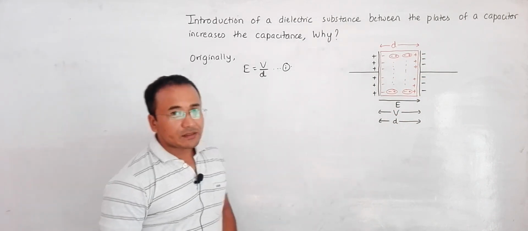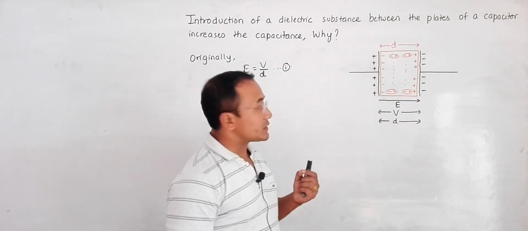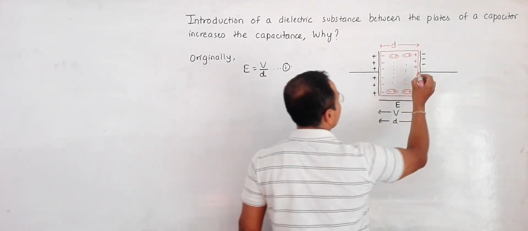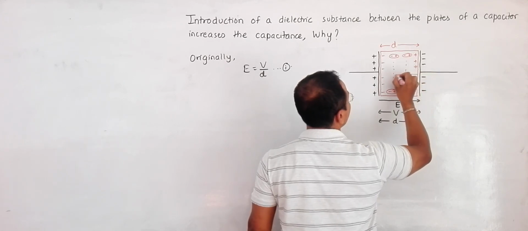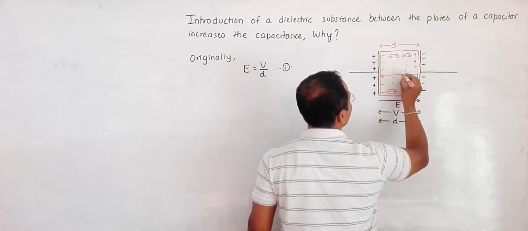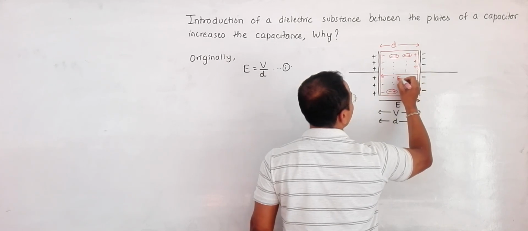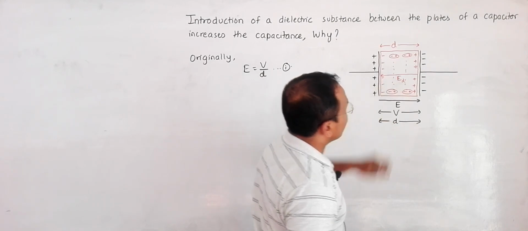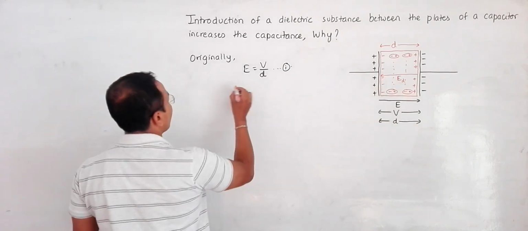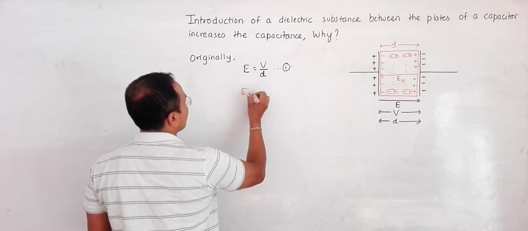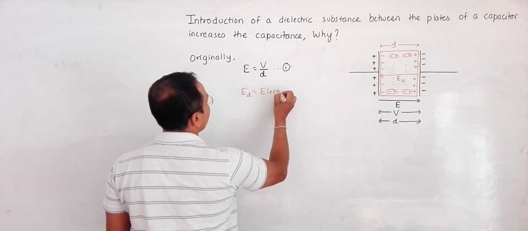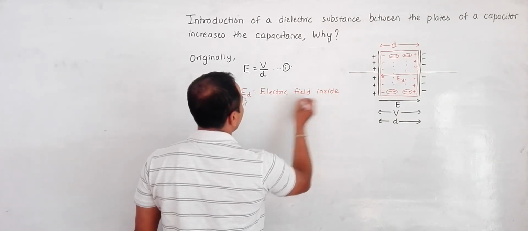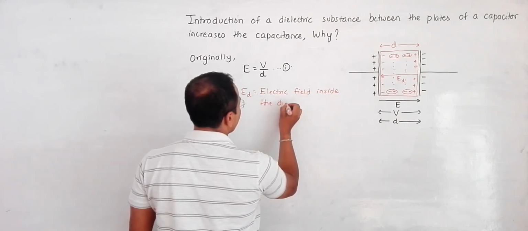So inside the dielectric substance, there will also be another electric field. This electric field will be from this plus to minus, so the electric field here will be from here to here. This will be written as ED. So this is the electric field inside the dielectric. So ED is equal to the electric field inside the dielectric substance.